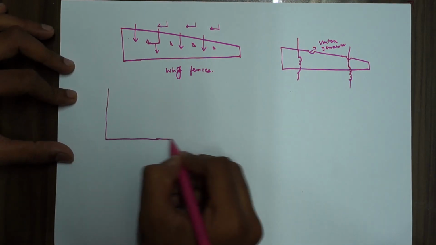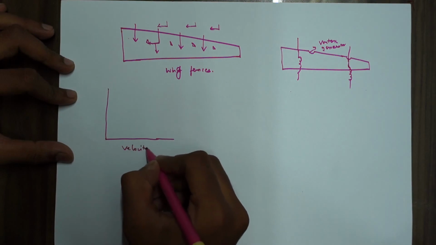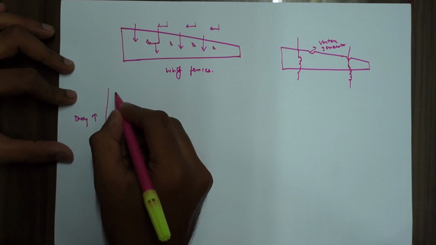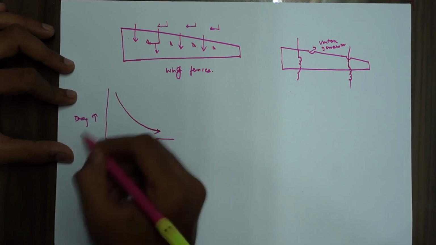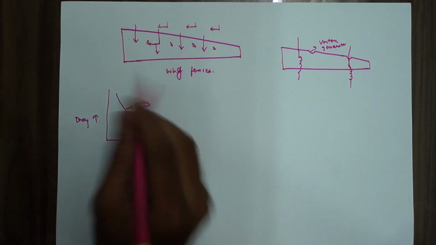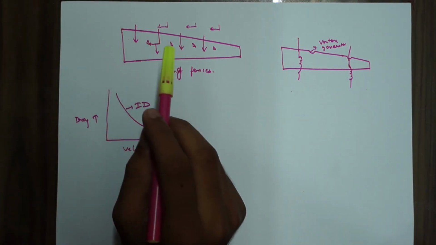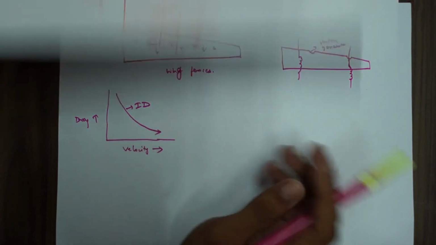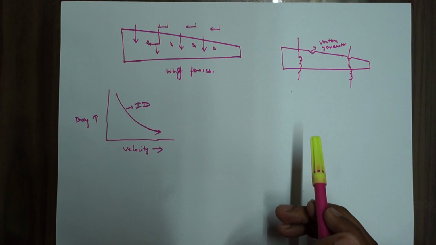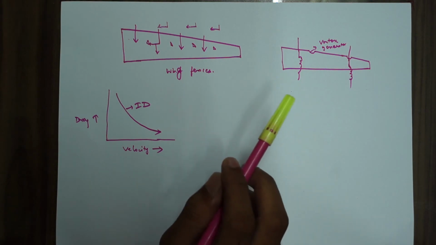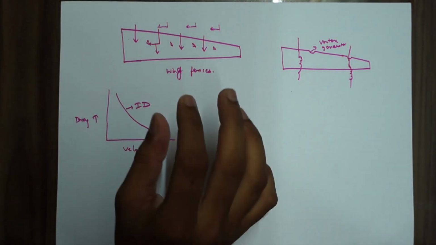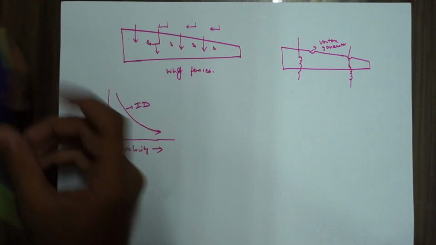This is the graph for the induced drag. Velocity increasing, drag increasing, and the induced drag movement is something like this. This is your induced drag. Now if you remember, we had discussed the parasite drag graph as well. I'll just show it to you for a minute. So now what I'll do is try combining both of these graphs, and we'll try to interpret something important out of it.